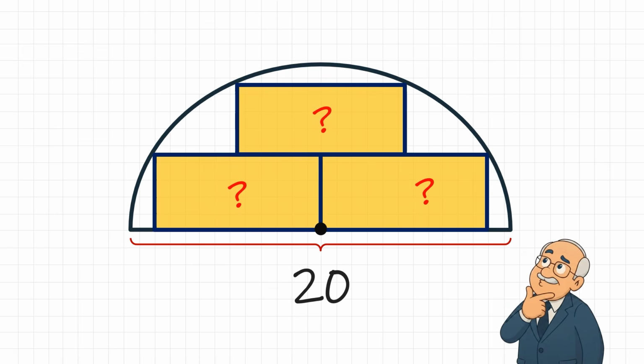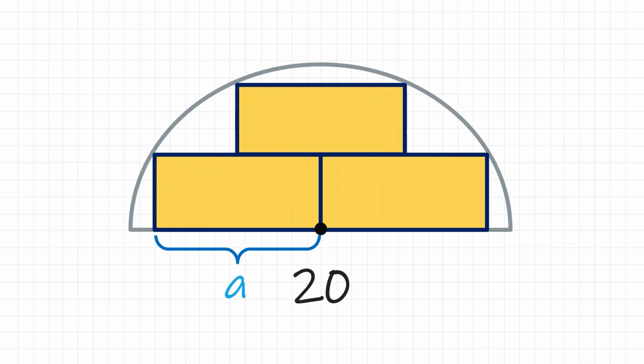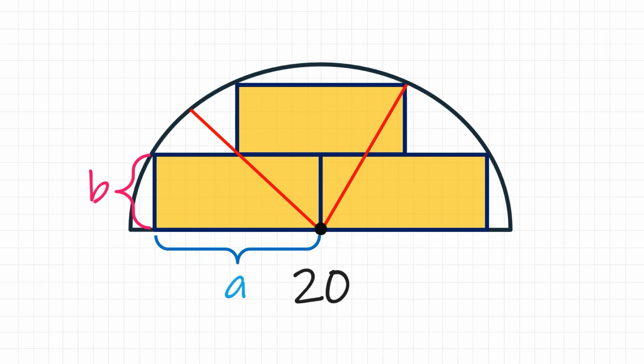All right. To solve this, we cannot simply guess the dimensions. So first, let's build our mathematical picture. Let the width of each rectangle be A and label the height B. Because the total diameter is 20, the radius, the distance from the center of the base to any point on the arc, is exactly 10. This radius is the key to everything. It allows us to connect the corners of our rectangles directly to the edge of the circle, turning this complex shape into a series of clear, solvable right triangles.